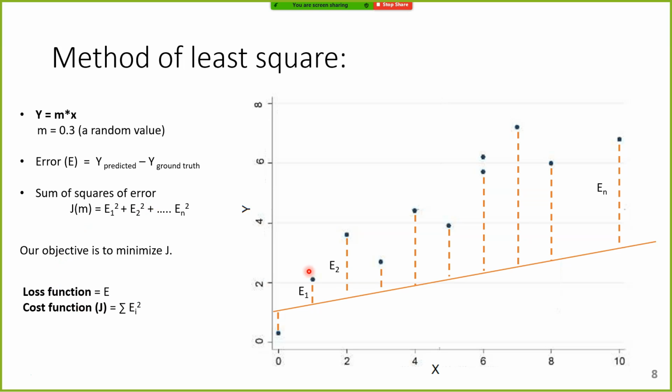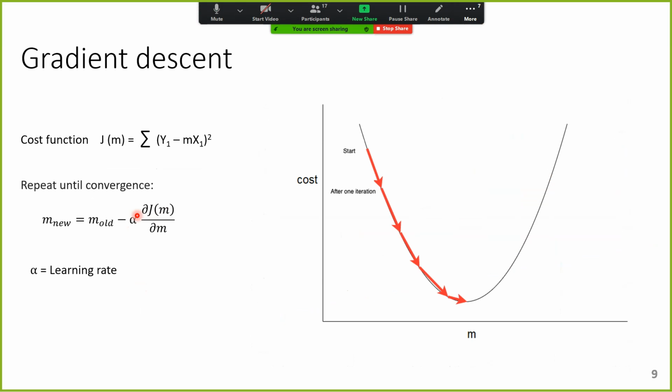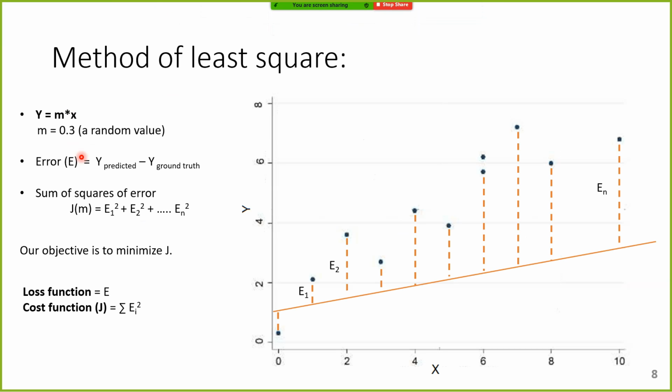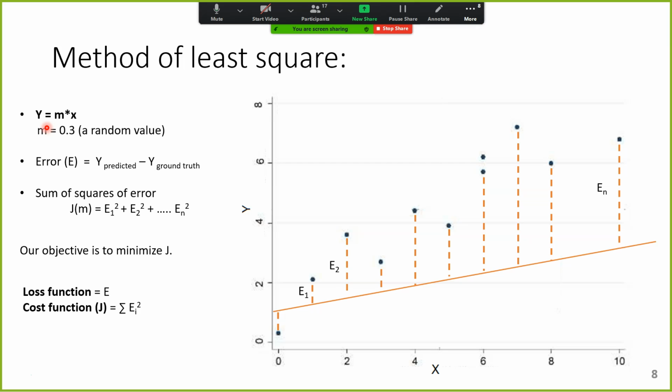Here the error e, that is the y predicted minus y ground truth, is called the loss function, and the summation of the square of these errors is called the cost function. And then we applied the gradient descent approach to find the optimum value of m. So how did we do that?